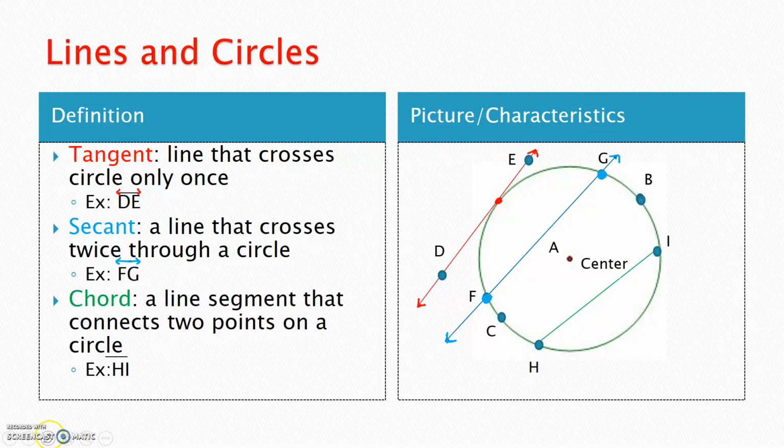Now the last one is what we call a chord. So again, a chord is a line segment. So it's a little stump, right? It doesn't go on forever. It connects 2 points on a circle. And here's the example that I gave: HI. Because it's a line segment, it does not go on forever, so we do not put arrows on it. So from H to I, it's connecting both points on the very edges of my circle. It can be any 2 points, and it does not necessarily have to go through the center. Any 2 points that it's connecting, that's what we call a chord.